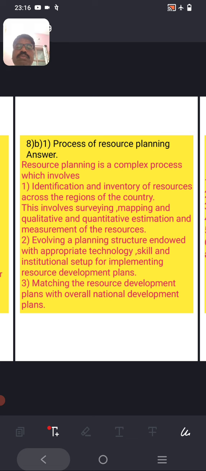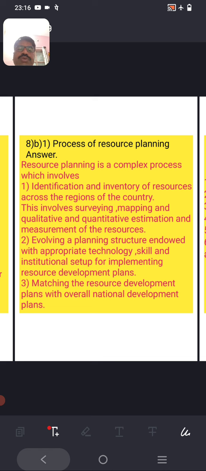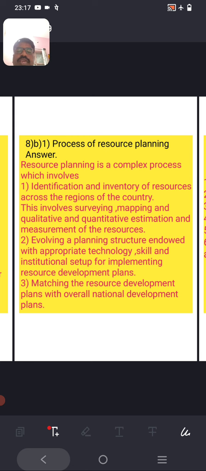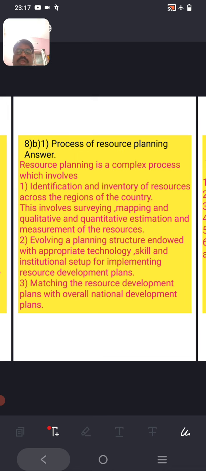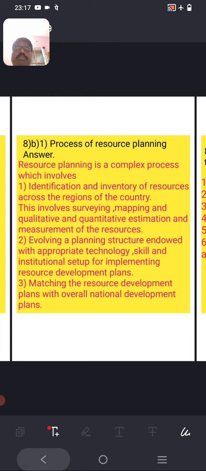Resource planning is a complex process which involves identification and inventory of resources across the regions of the country. This involves surveying, mapping, and qualitative and quantitative estimation and measurement of the resources. Evolving a planning structure endowed with appropriate technology, skill, and institutional setup for implementing resource development plans. Matching the resource development plans with overall national development plans.